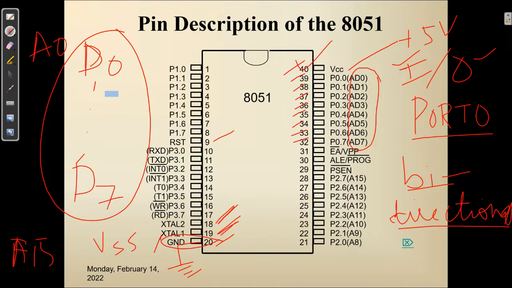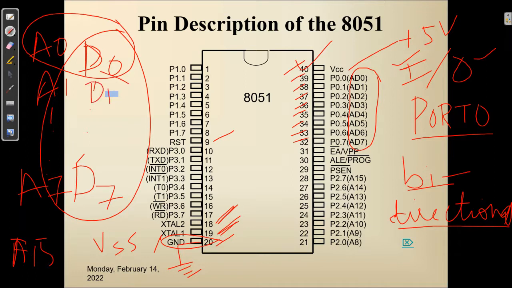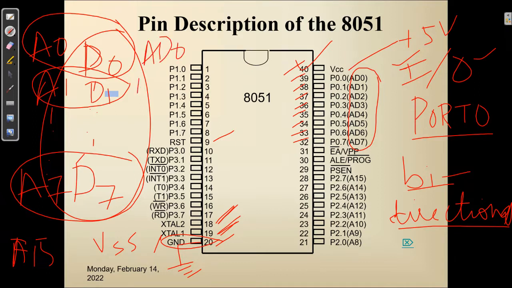लेकिन A0, A1, dot dot dot A7. So A0 and D0 are multiplexed. A1 and D1 are multiplexed. Dot dot dot, A7 and D7 are multiplexed. मल्टीप्लेक्स बोले तो दोनों साथ साथ में रहते हैं. ओके, सो कैन आई से A0 D0 is nothing but AD0? Can I say A1 D1 is nothing but AD1? Dot dot dot, can I say A7 D7 is nothing but AD7? So can you see here AD0 से लेके AD7.